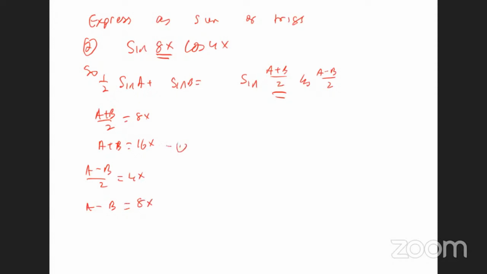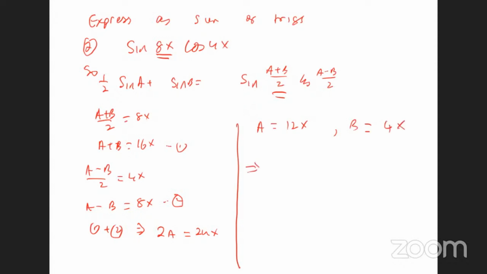So I have equation 1 and I have equation 2. I am going to add them, 1 plus 2. So that will give me 2A is equal to 24x. So I got A to be 12x, and therefore B will be 4x. So it means that my final answer will be 1/2, open brackets, sine A plus sine B.